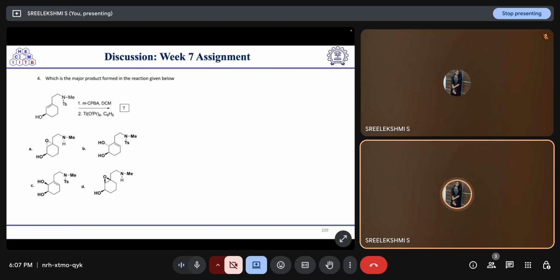Now the next question is: which is the major product formed in the reaction given below? This compound is treated with mCPBA in DCM in the first step and then titanium tetraisopropoxide in the second step. Which will be the major product?